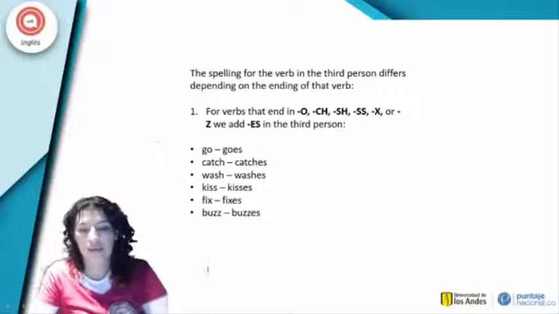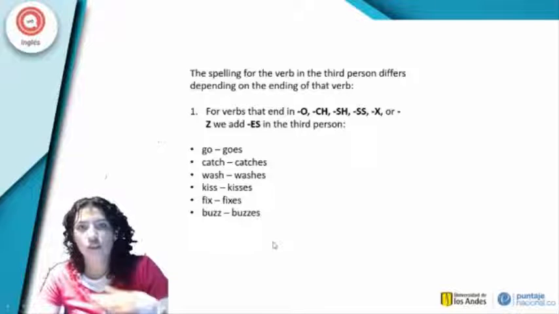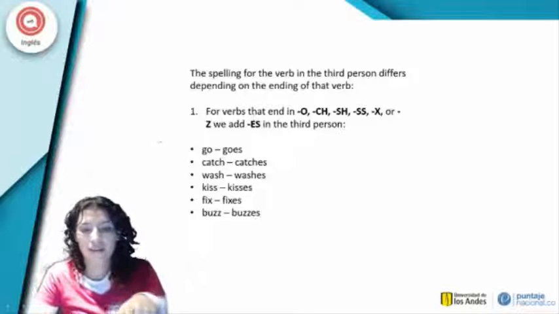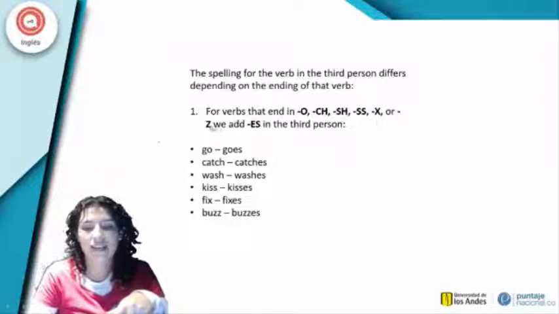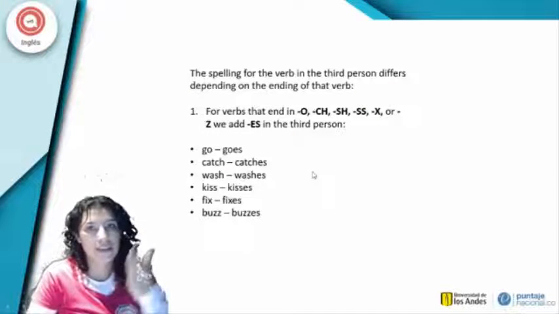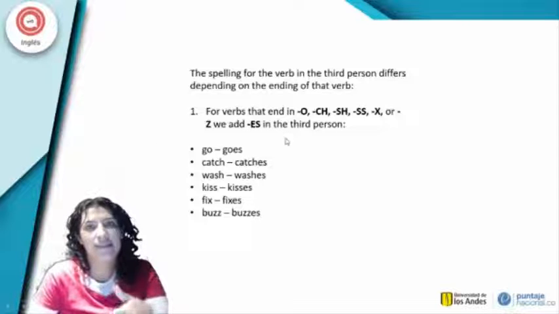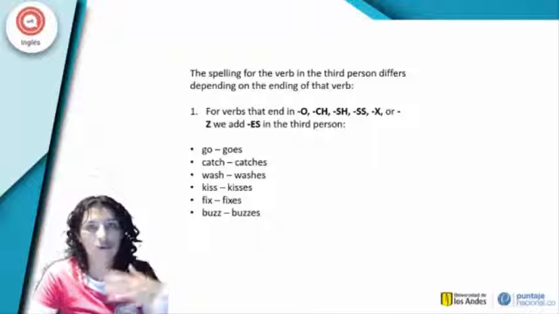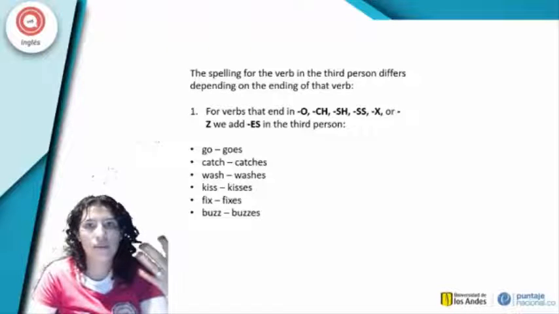It's super simple. I'm going to try to say it in Spanish. Entonces, para los verbos que terminan con O, CH, SH, SS, X o Z, no se agrega solamente una S, sino una ES. ¿Por qué agregamos ES? Porque fonéticamente la pronunciación sería difícil o imposible de hacer.